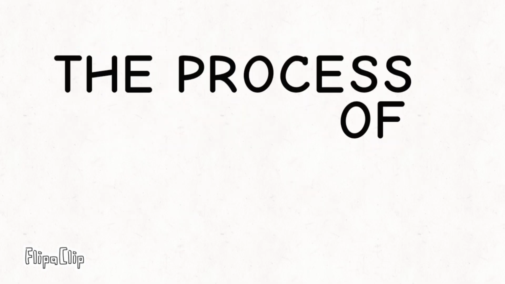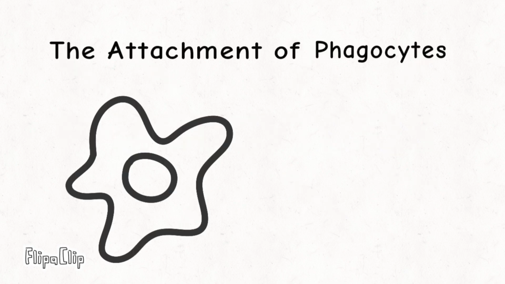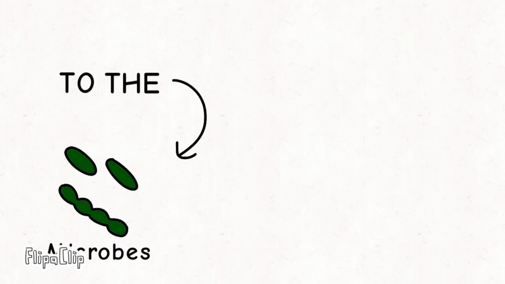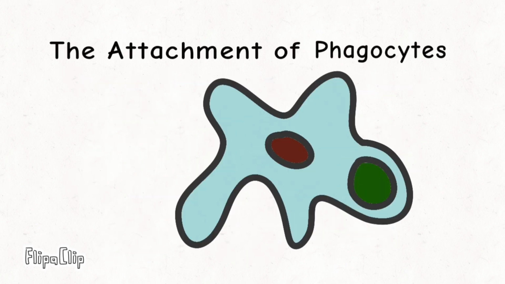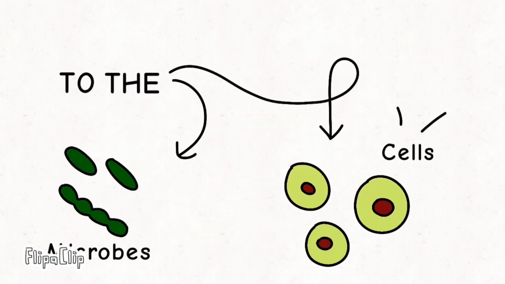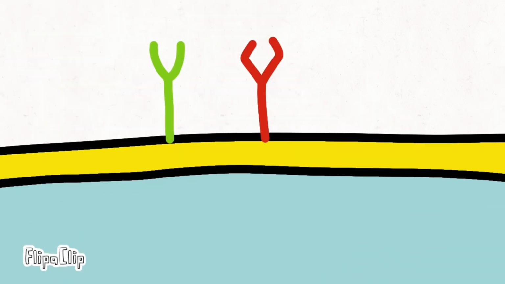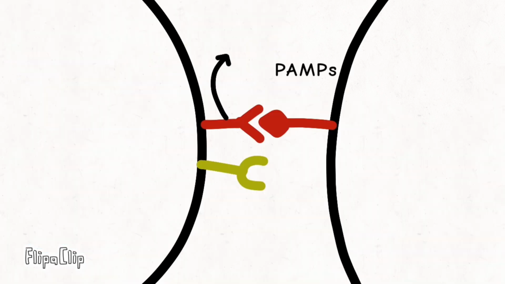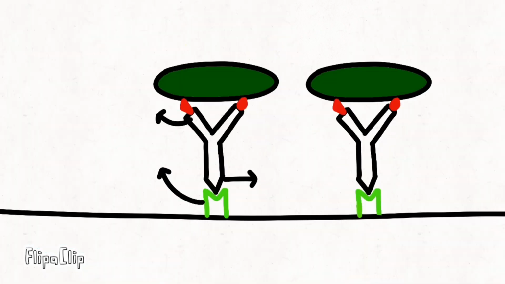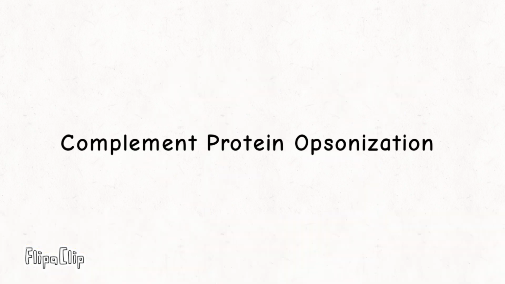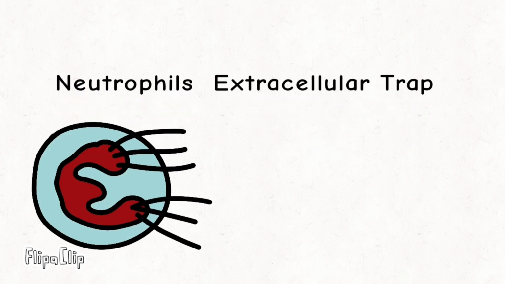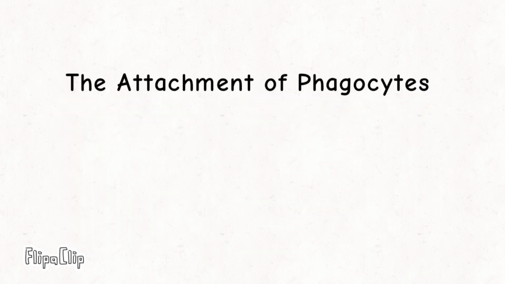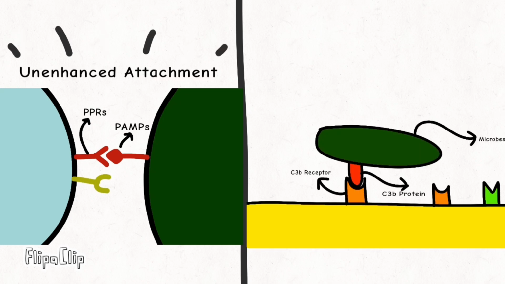Phagocytosis: the process of attachment of phagocytes to the microbes or cells. There are four mechanisms of attachment of phagocytes to the microbes or cells, which involve pattern recognition receptors, antibody opsonization, complement protein opsonization, and lastly, neutrophil extracellular traps. The attachment of phagocytes can be divided into two: unenhanced or enhanced.